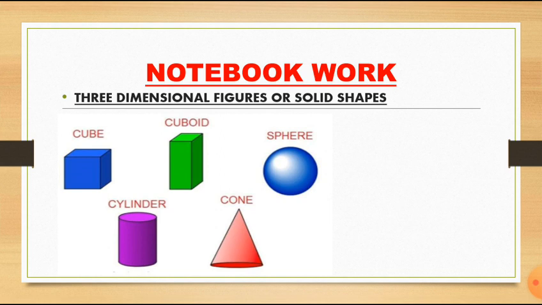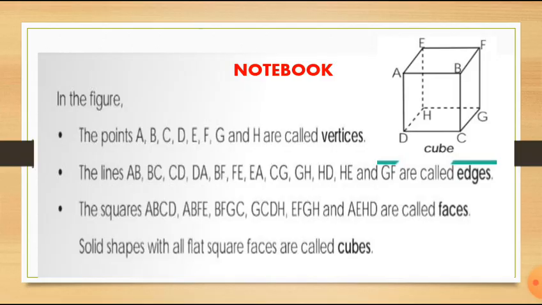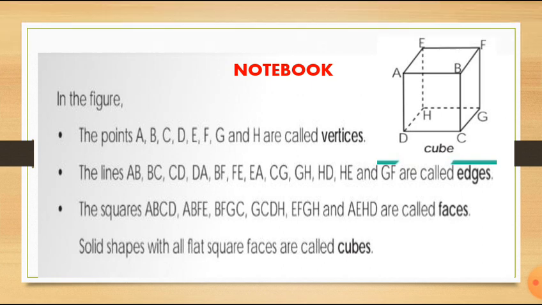Okay. So, I am giving some notebook work now. The first work is, first you write a heading, 3-dimensional figures or solid shapes. Then if you have the pictures, you can paste the pictures of cube, cuboid, sphere, cylinder and cone here. Okay, under 3-dimensional figures or solid shapes you can paste all this. Otherwise you can draw. Okay. Then after that you draw this cube on one side and write all this.